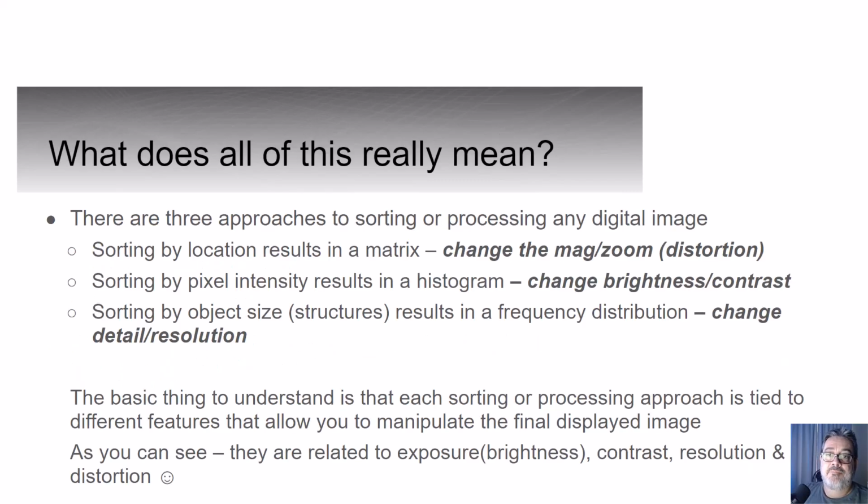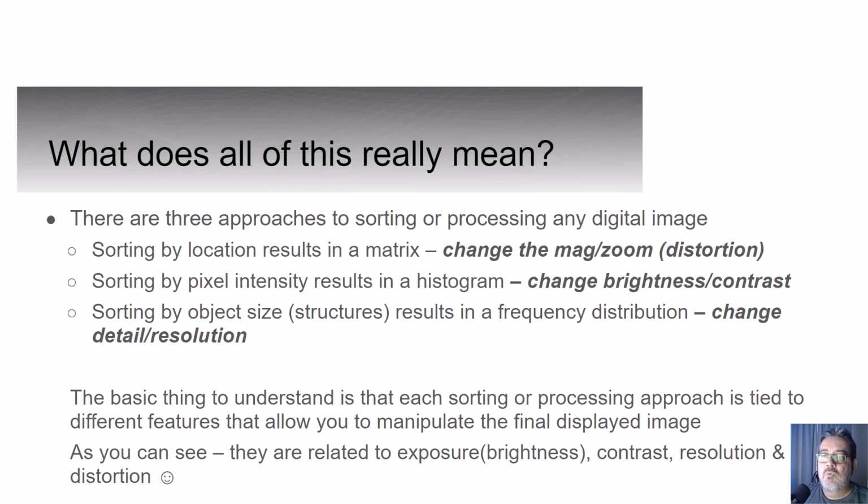Why do we care? There's three approaches to sorting or processing any digital image. Sorting by location in the spatial domain results in a matrix. Here you can magnify and zoom in, which results in distortion of the image. Sorting by pixel intensity or grayness level, which changes the brightness and contrast. Or you can sort by object size, which results in frequency distribution, and this also influences detail or resolution.